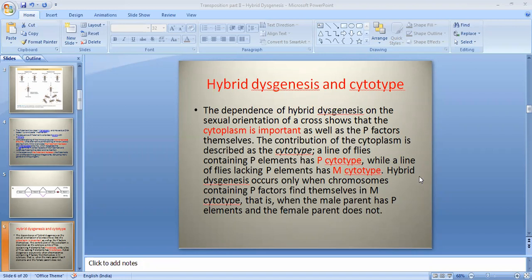It has been found that hybrid dysgenesis occurs only when chromosomes containing P factors find themselves in M cytotype. Okay, so let me explain this. Hybrid dysgenesis occurs only when chromosomes containing P factors find themselves in M cytotype. Then how can it happen?